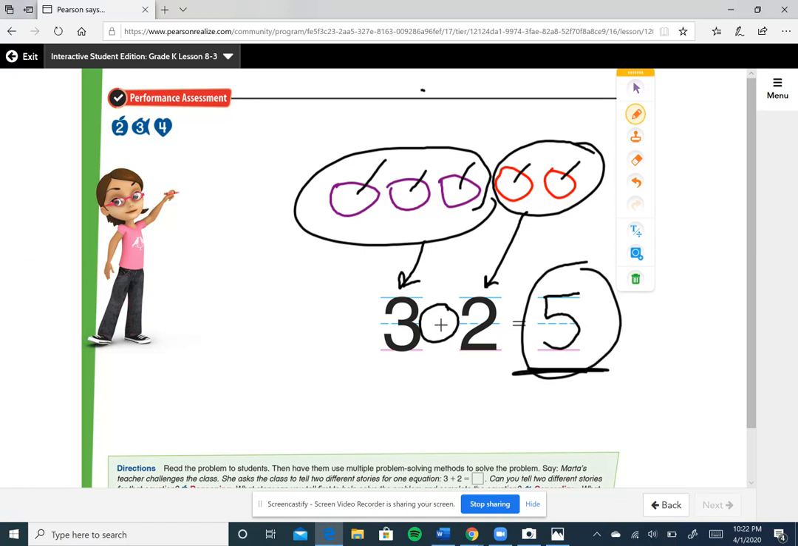Excellent. Look at that. We're already done with math for the day. I hope everyone understood the problems all right, and we did a nice job. Hopefully, did a nice job paying attention.